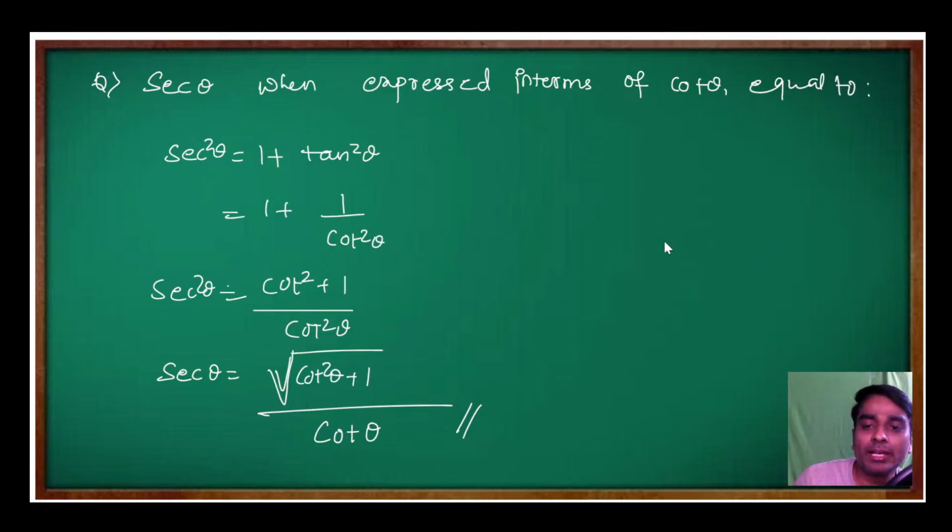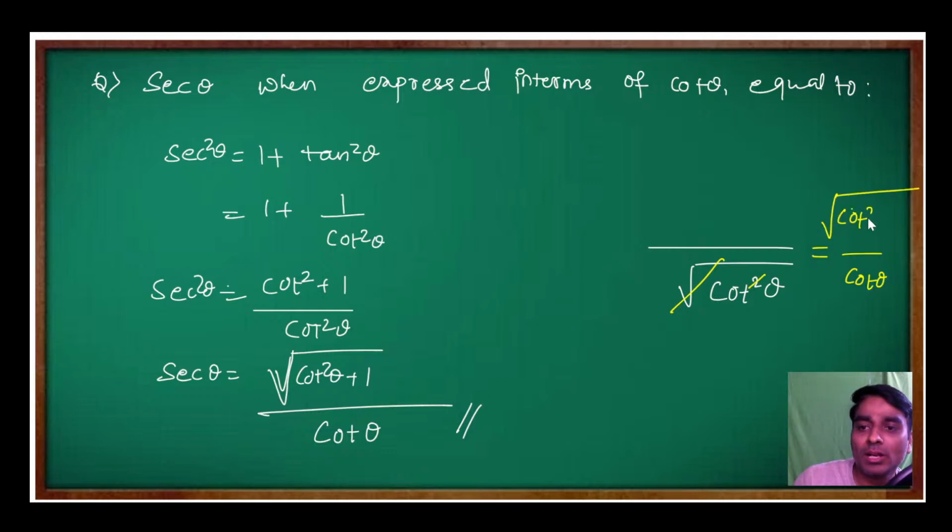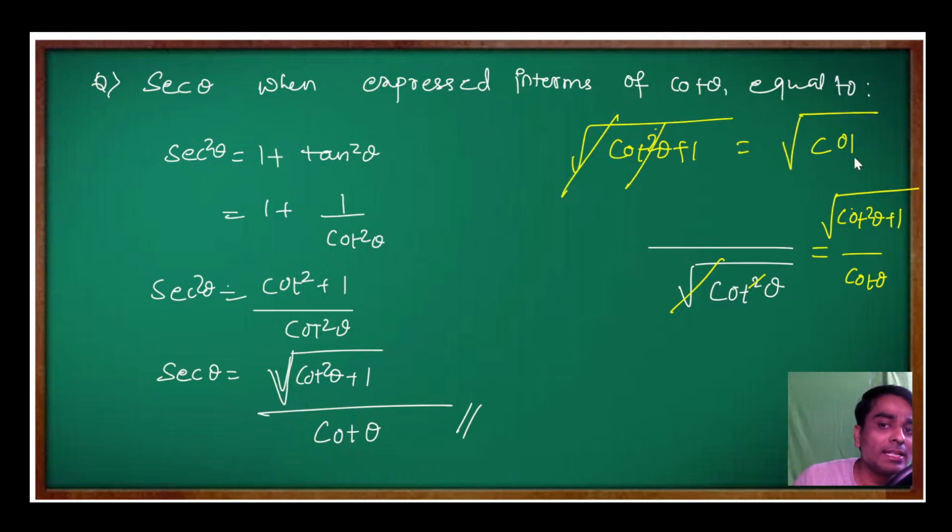Why did I write only cot theta in the denominator? If you write a root there, you get cot square theta, so square and square root cancel. Therefore the denominator is only cot theta. In the numerator we can't do that because there is a plus 1. We have cot square theta plus 1, and you can't cancel the square and square root here. You should have a single term to cancel, you cannot have two terms like this.